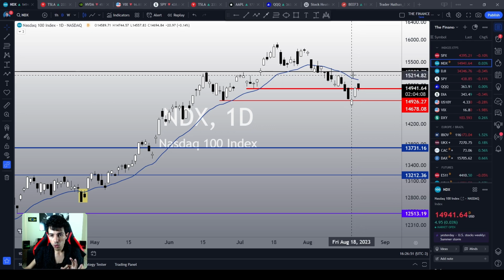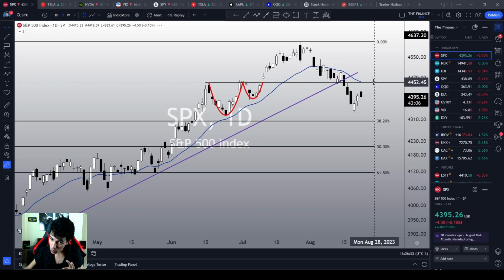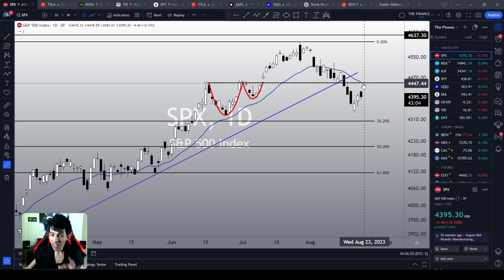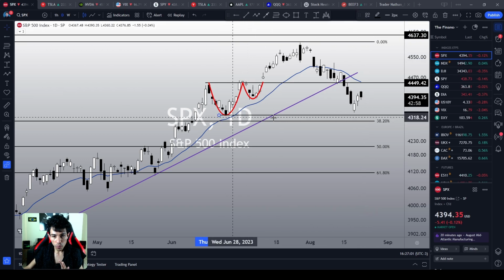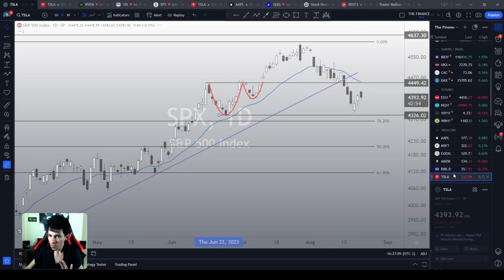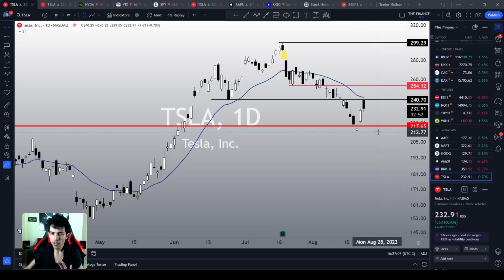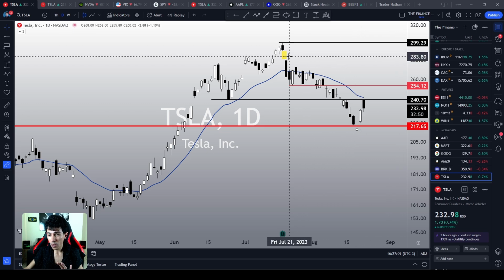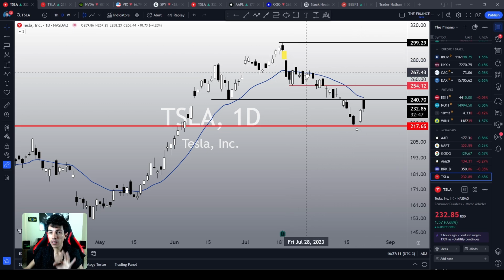Just below the 21 EMA, just like the S&P is also below the 21 EMA, also below a very important support level over here. It did react above a support level as well, right? So yes, Tesla is, in fact, looking very similar to what the broad market is making right now. Some people think that Tesla has its own life. No, it has not.